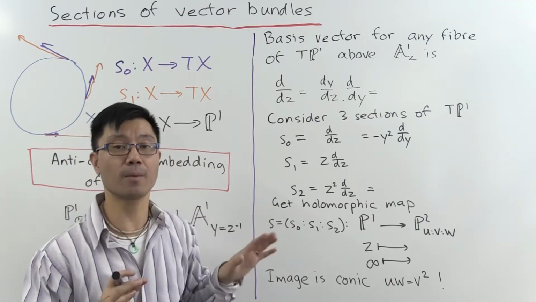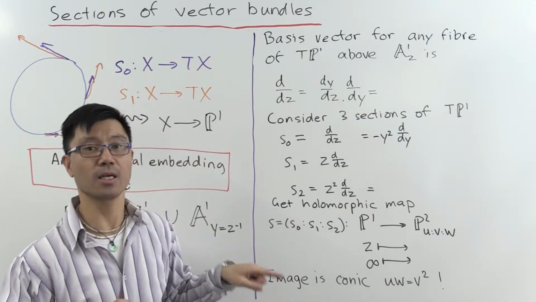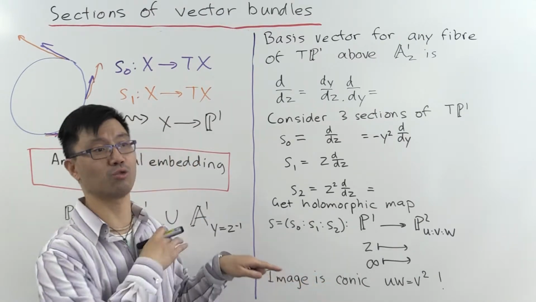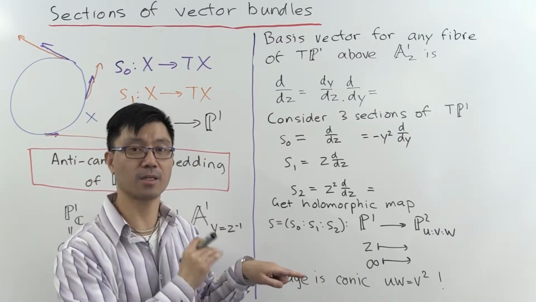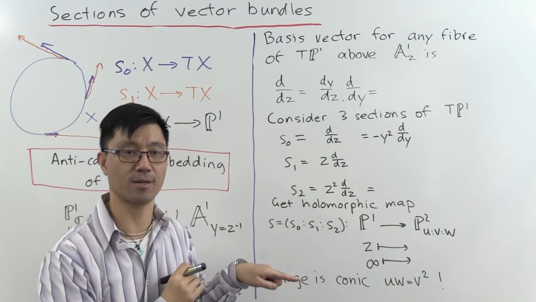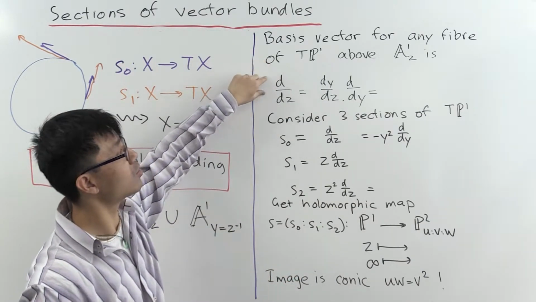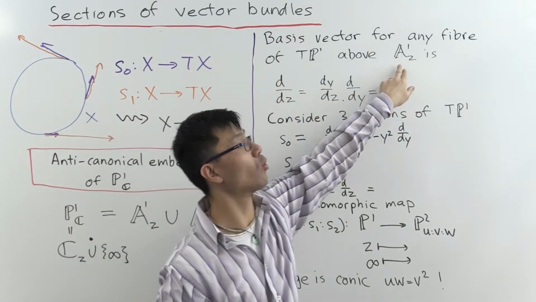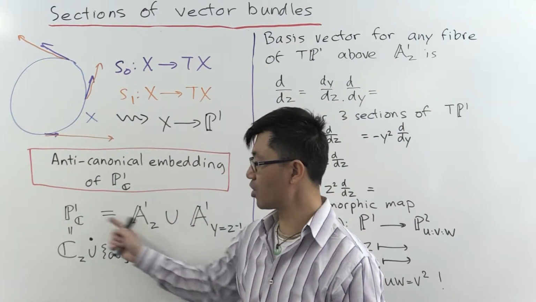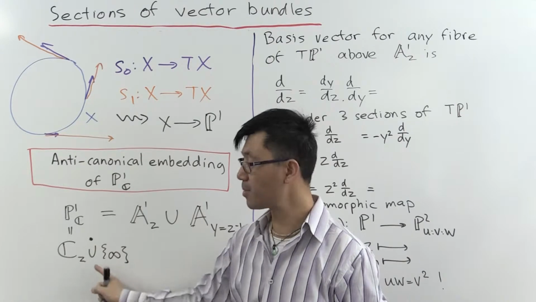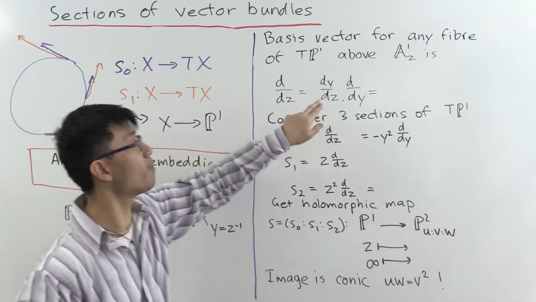And the way I want to think about tangent vectors is, given a tangent vector, you look at the directional derivative given by that vector. So you just have to say what is differentiation. And so d/dz, of course, is well defined on all of A^1_z. You can differentiate on all of the complex numbers here. And so that gives you your basis vector.